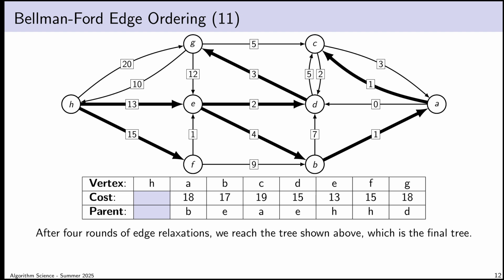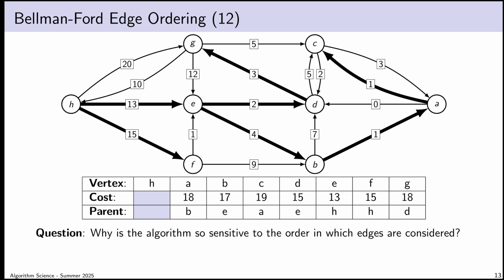And this is the same graph as before. All I've changed is the labeling of vertices. And yet it took the algorithm quite a bit longer to converge to the final minimum cost path tree. I would argue that this example on its own, these two different labelings, is evidence that the algorithm seems to be quite sensitive to the order in which I consider edges. And it's worth looking into.